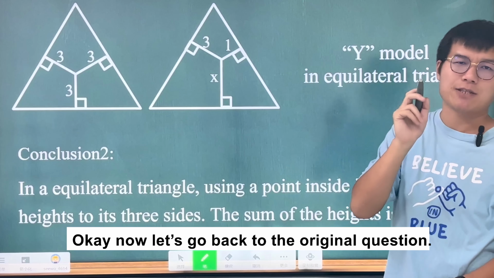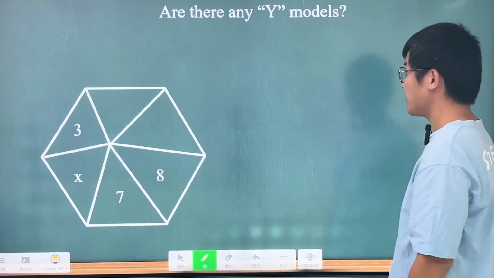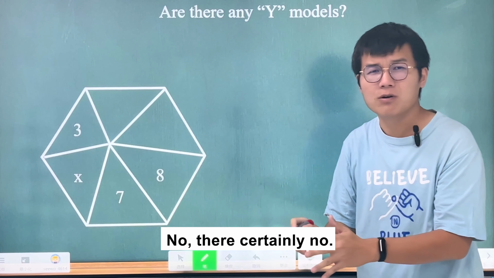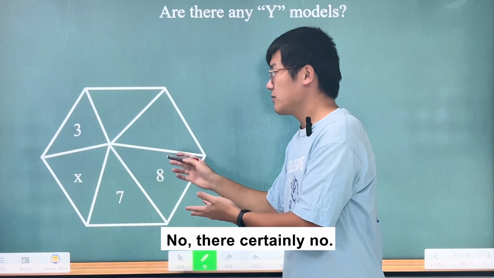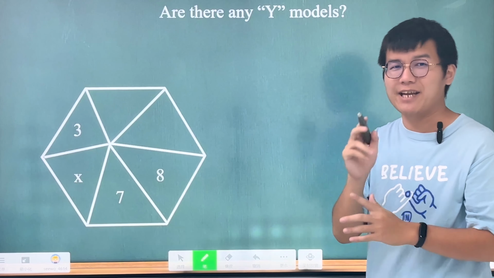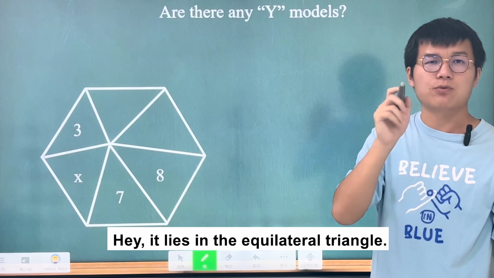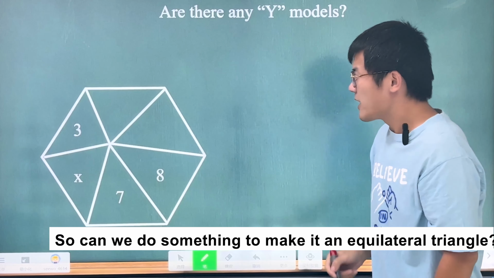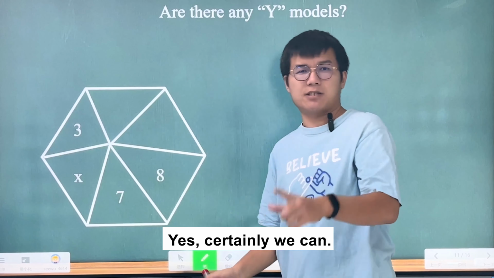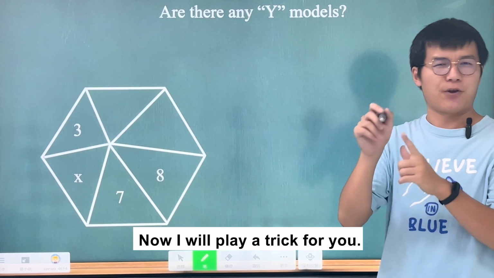Okay, now let's go back to the original question. Are there any Y models? No. There's certainly no. Did you remember, where do the Y models lie? They lie in equilateral triangle. So, can we do something to make it an equilateral triangle? Yes, certainly we can. Now, I will play a trick for you.